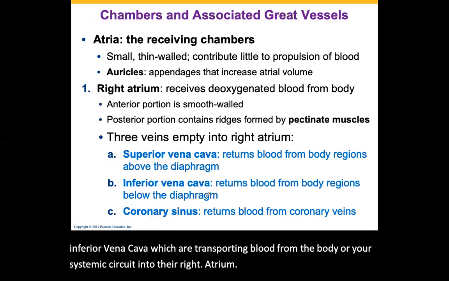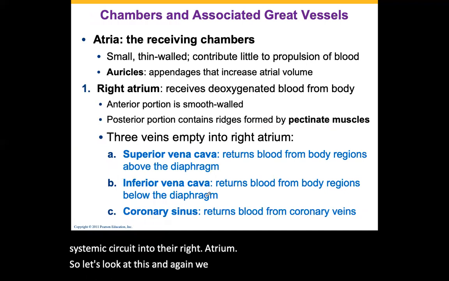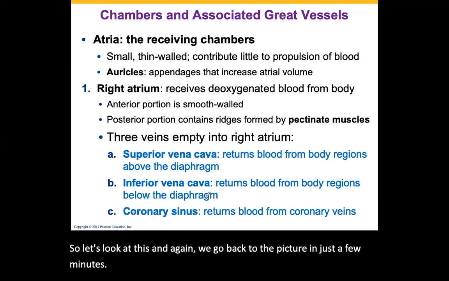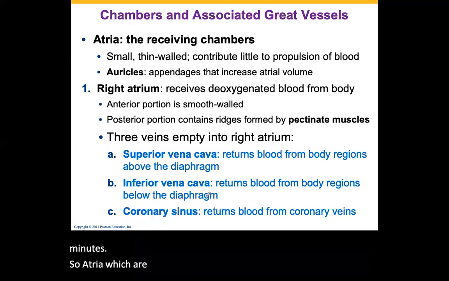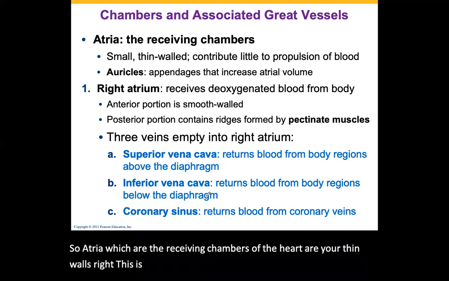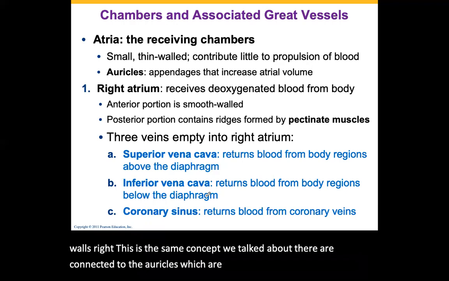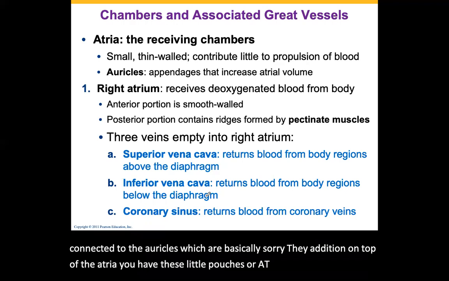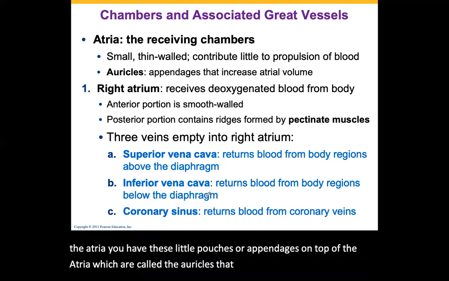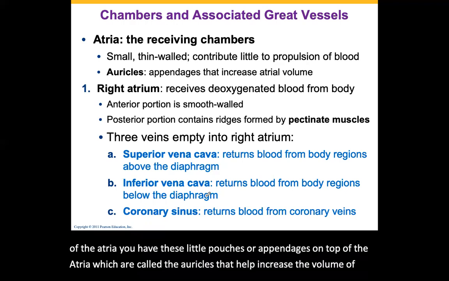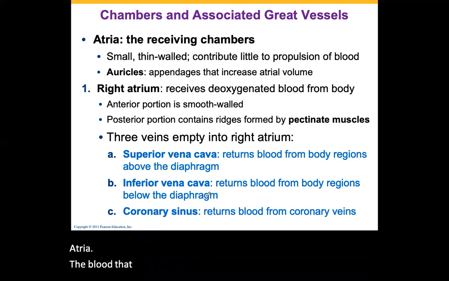So let's look at this, and again, we'll go back to the picture in just a few minutes. So atria, which are the receiving chambers of the heart, are your thin walls, right? This is the same concept we talked about. They are connected to the auricles, which are basically the addition on top of the atria. You have these little pouches or appendages on top of the atria, which are called the auricles, that help increase the volume of the atria. The blood that is received by the right atrium is from the body.